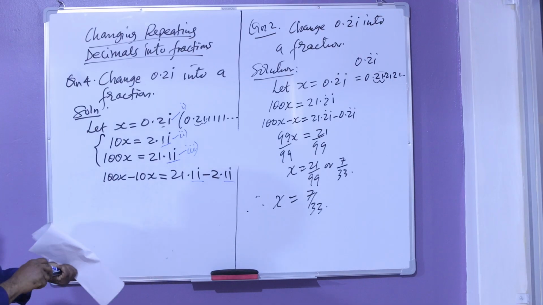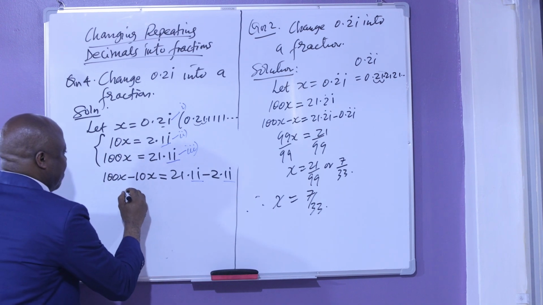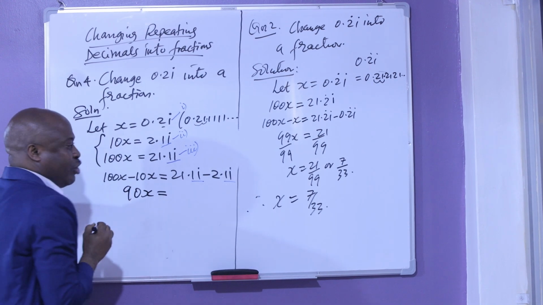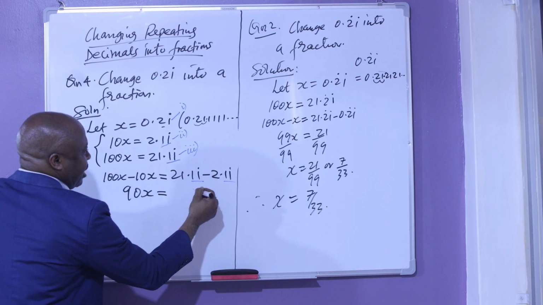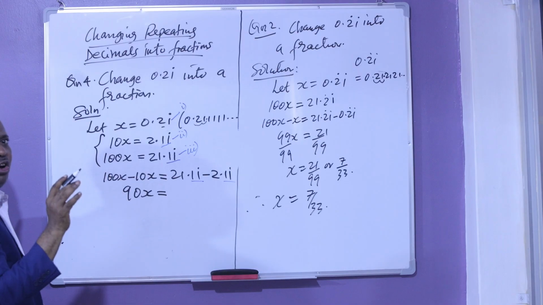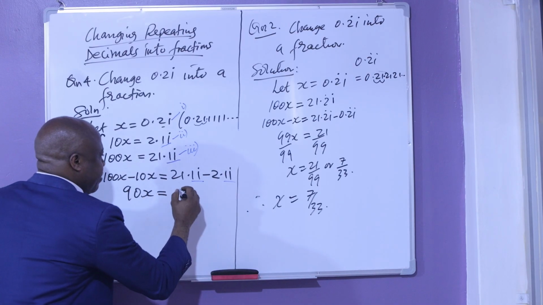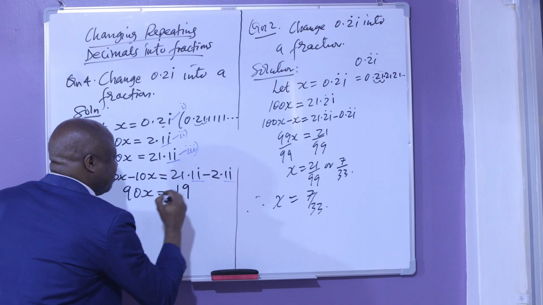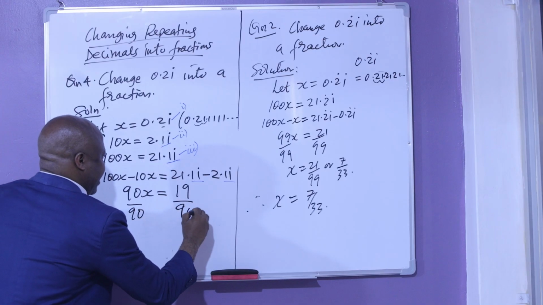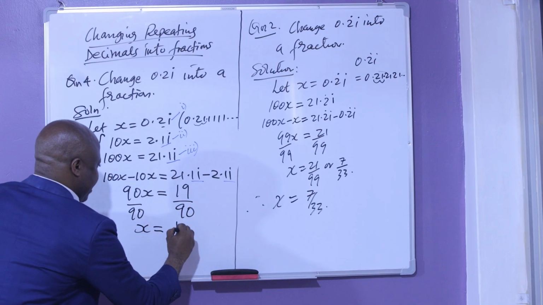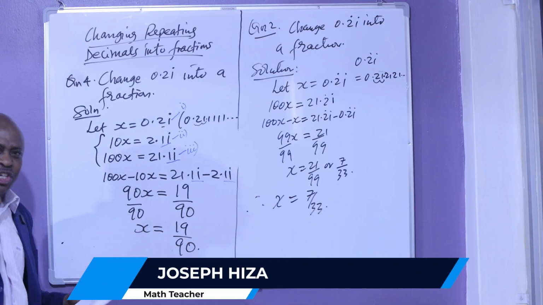And so what I'm going to have here, my 100x minus 10x, I'm going to have my 90x. So 90x will be equal to, now remember, 0.11 dot and 0.11 dot have gone away. So I remain with only 21 minus 2. And 21 minus 2, what I'm getting here, I'm getting 19. Therefore, I divide by 90, and here I divide by 90, and therefore my x is becoming 19 over 90. The work here becomes easier.